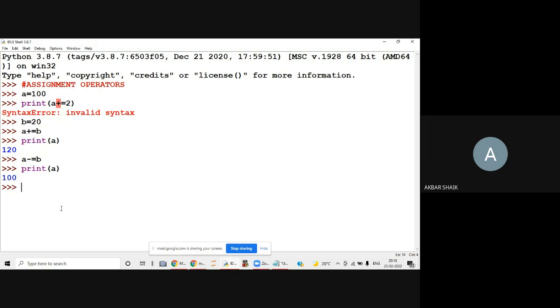Now please observe this. A star is equals to B. A star is equals to B. Then you tell me, print of A. What is this value? Print of A. What is this value?